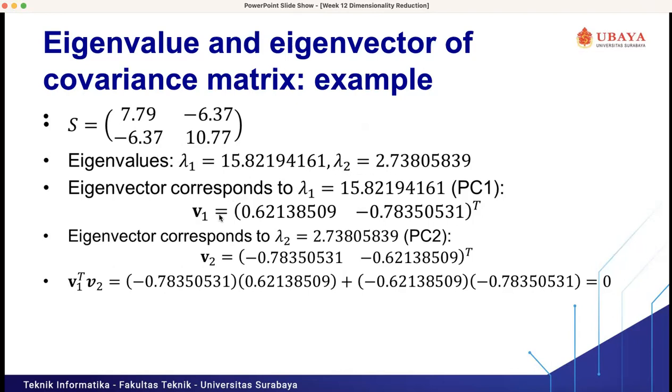Then after that, we get the eigenvectors that correspond to these eigenvalues. We also get the vectors that correspond to these lambda values. If we multiply vector 1 and vector 2, it will result in 0, because vector 1 and vector 2 are orthonormal vectors. If we multiply these two vectors, it will result in 0.